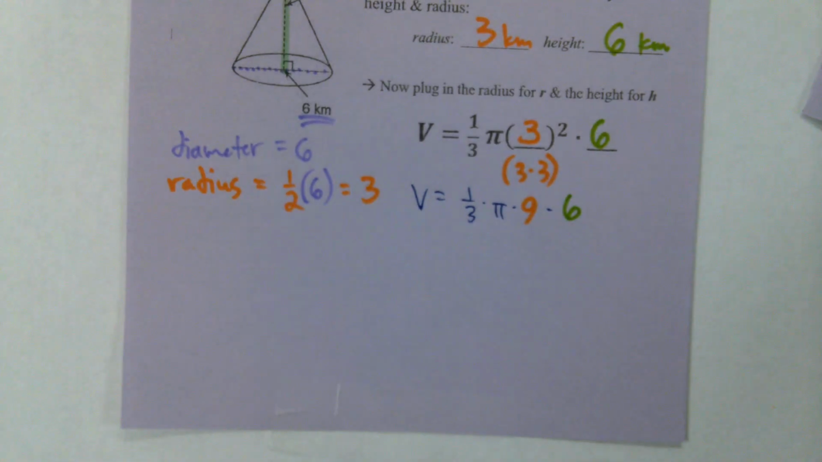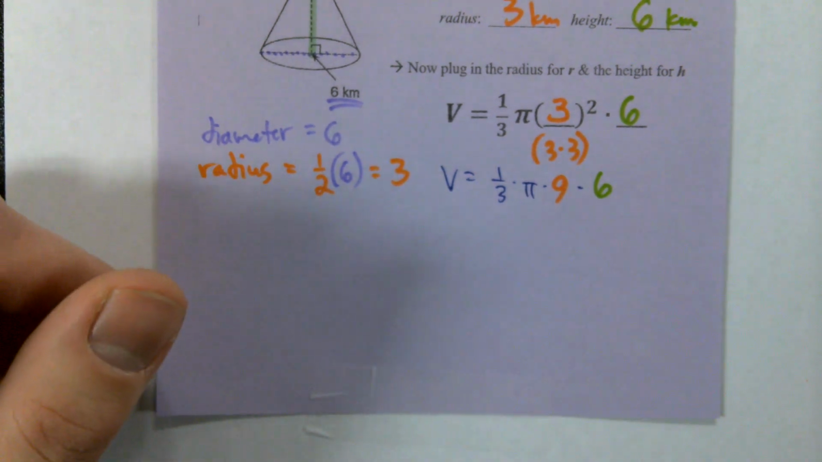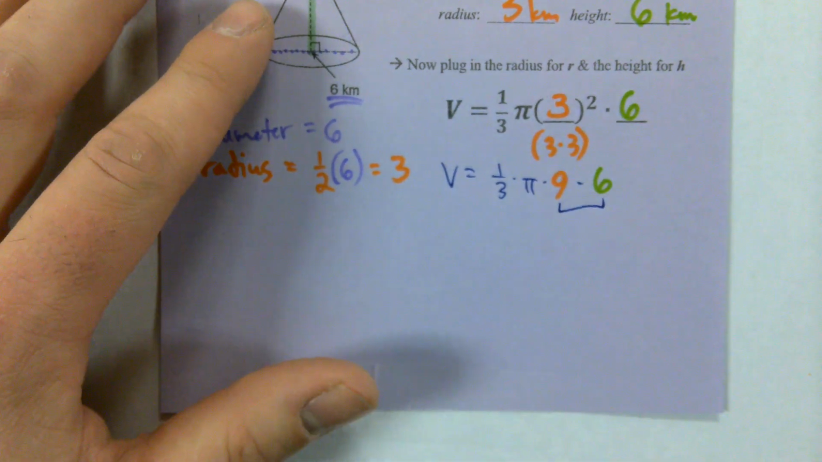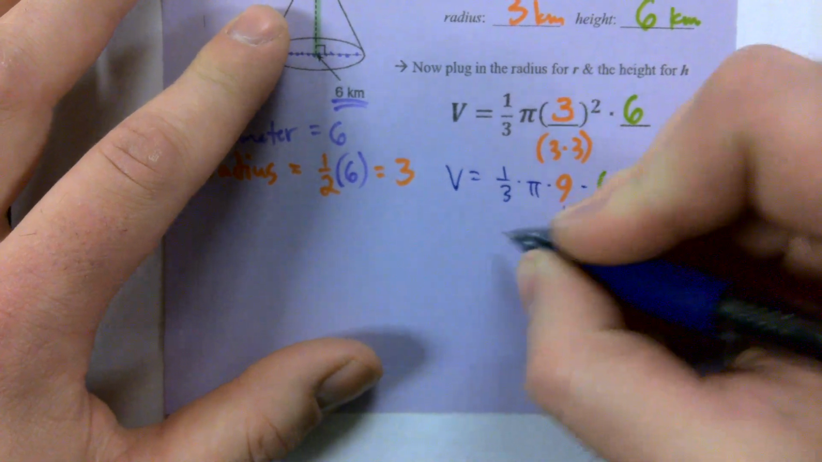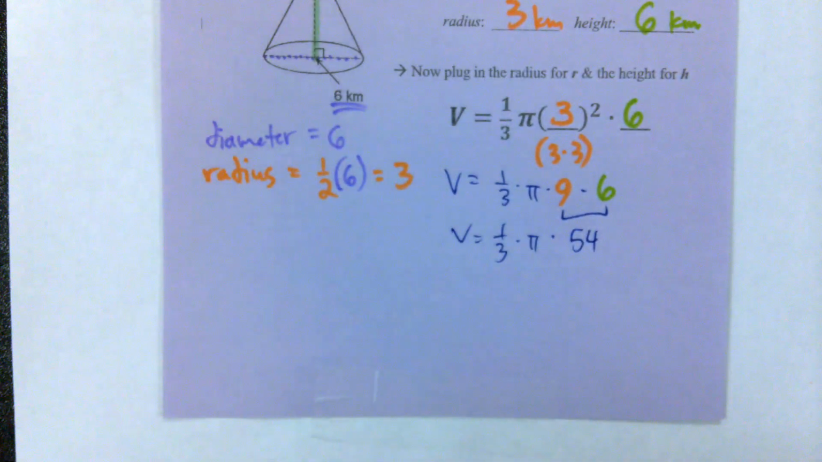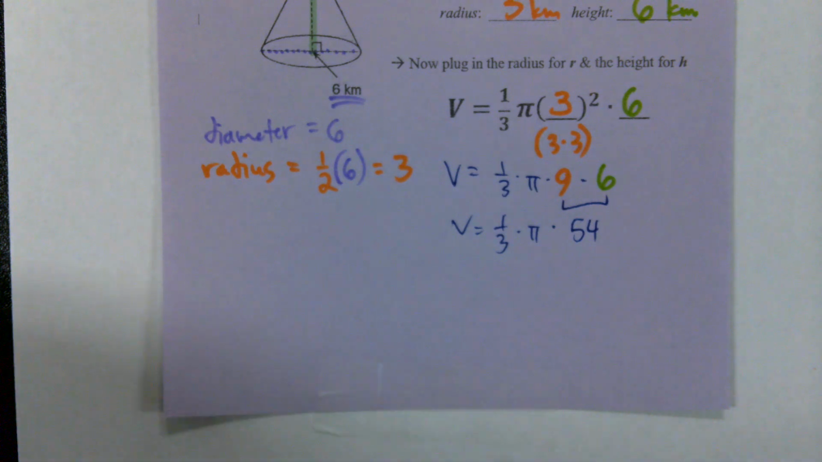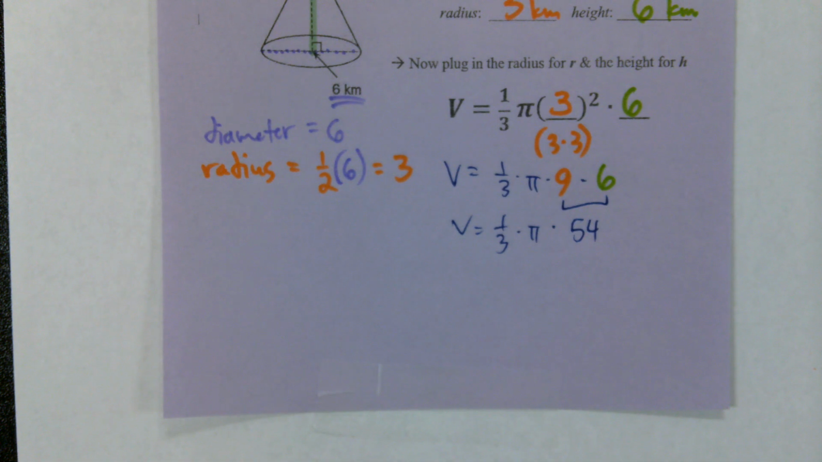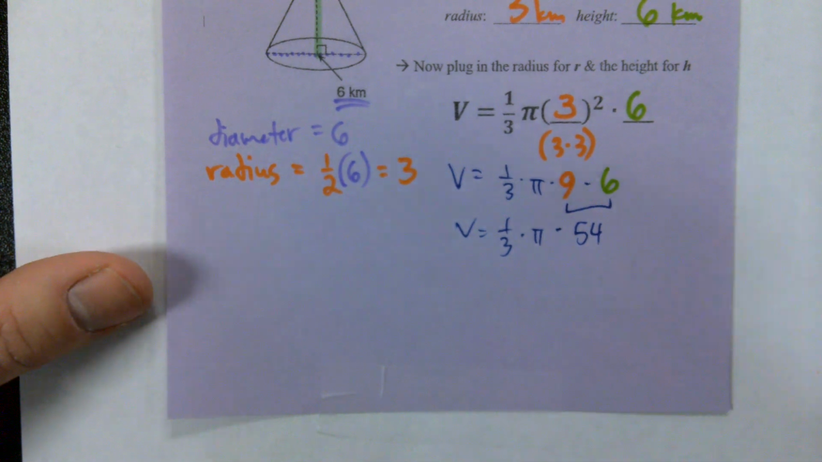What should we do next? Someone help me out. Yeah, what are we going to multiply? Perfect, let's do it. 9 times 6, what's that going to give us? 54, good. 54 times pi times 1/3 equals V. Now what? What can we do next? Heard someone say fraction. What are we going to do with that fraction? We're going to multiply it, exactly. We're going to multiply it by 54.